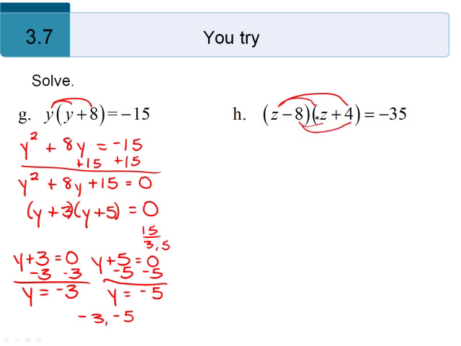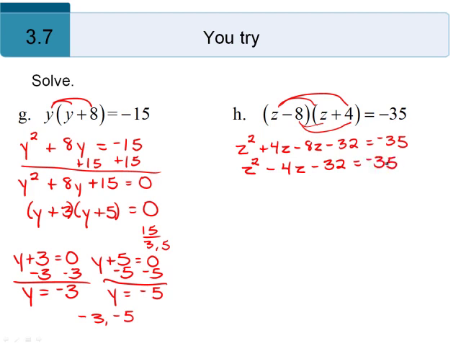So we're going to have z times z is z squared. And the outer term would be positive 4z. The inner term, negative 8 times z, is negative 8z. And the last would be negative 32 equals negative 35. So we have z squared. That comes down. Now you have like terms. 4z minus 8z would be negative 4z minus 32 equals negative 35.